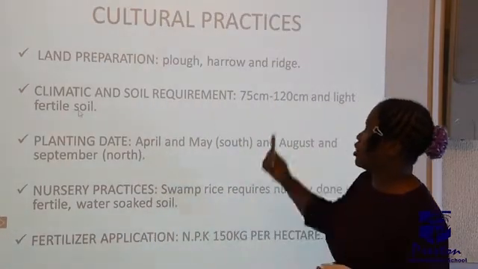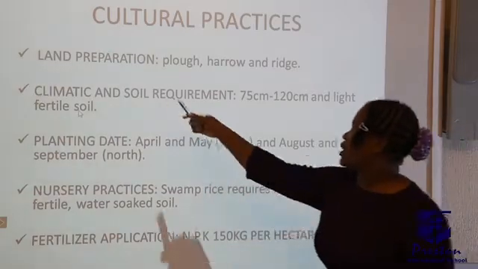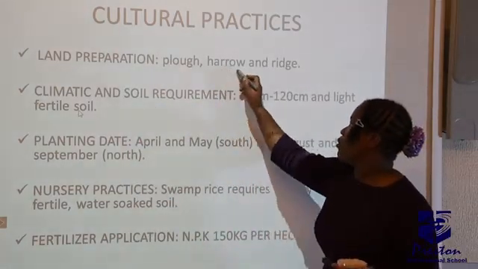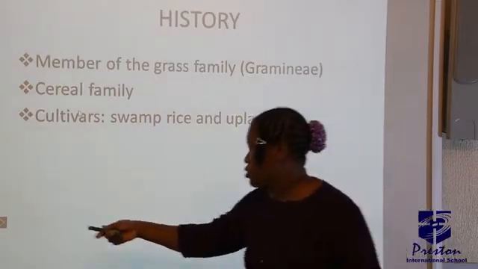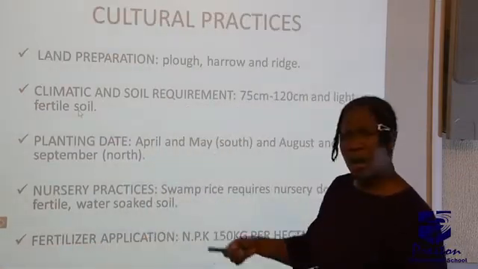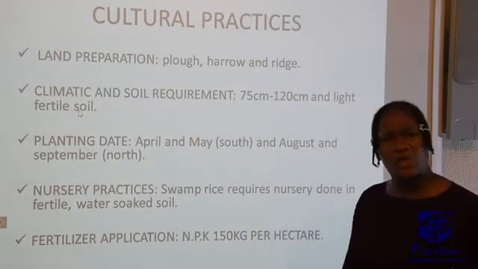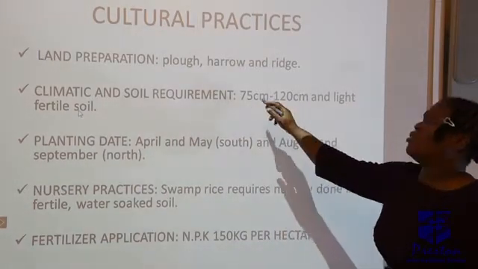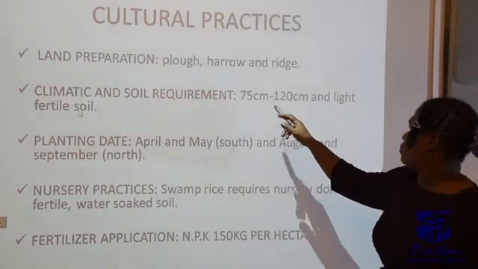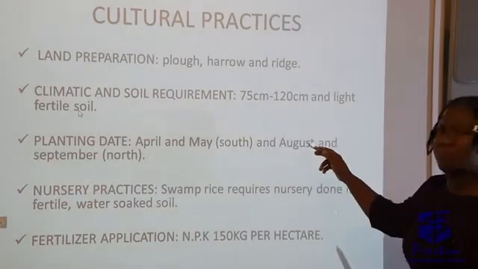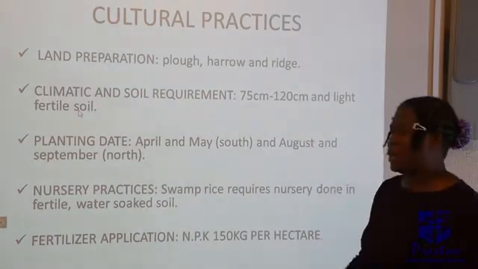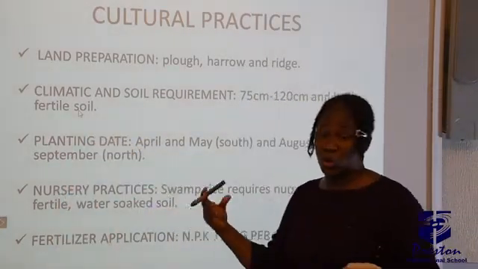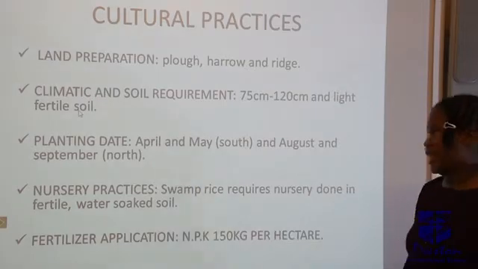Now, cultural practices. The first one is land preparation. You plow your land, you harrow, and then you ridge. Now, let's look at the climatic and soil requirements. The rainfall requirement for rice is 75 cm to 120 cm. And then rice requires what? Light, fertile soil.